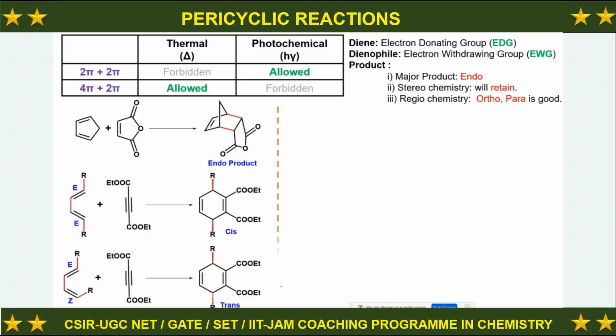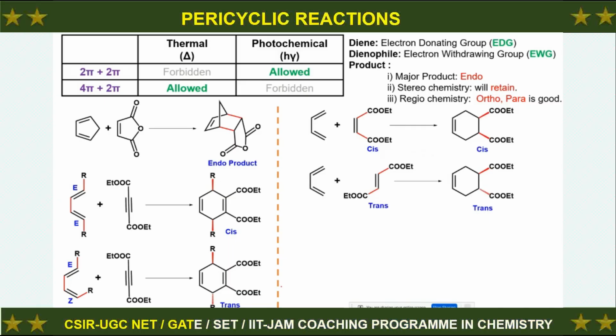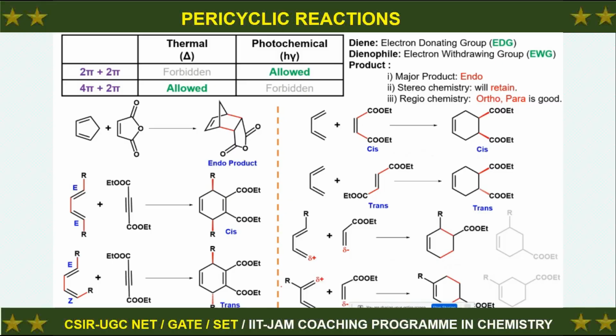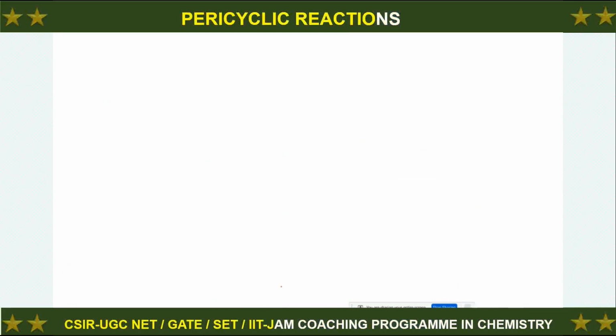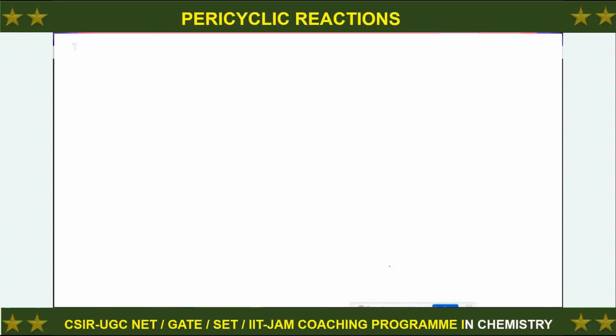Okay, this is an endo product, how will it be? If you are taking an EE isomer, you should get the cis isomer. With an EZ isomer, you are getting the trans isomer. Once you have a dienophile as a cis one, the relationship is cis. If it is a trans one, the relationship is trans. Then this is the ortho para, slightly negative, slightly positive. Okay, so that's all. Thank you so much.